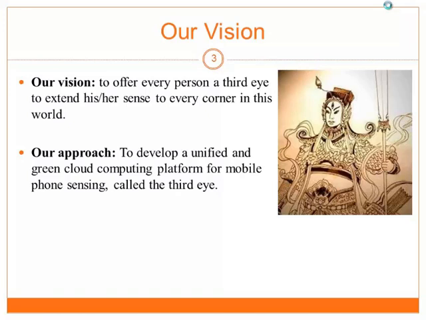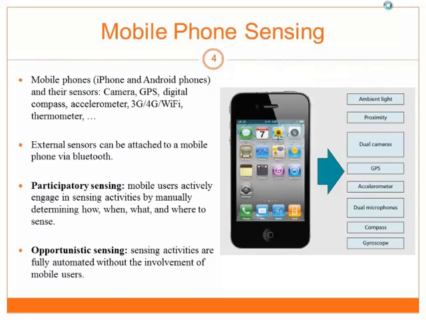Then how are we going to do that? Our approach is to develop a unified, and I will describe what I mean by unified later, and green, which of course means energy efficient, cloud computing platform for mobile phone sensing, and we call the system Third Eye. We have already developed the system and did some field tests, but today I'm not going to present that because that paper is still under submission. But this is our big vision and the basic approach we're going to take.